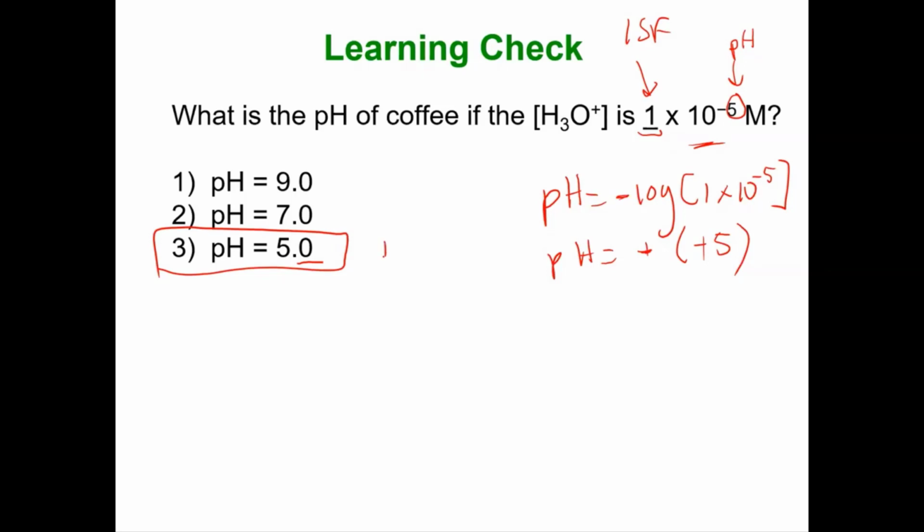And we also see that this is acidic because it's a concentration that's greater than 1 times 10 to the minus 7, and the pH is less than 7.